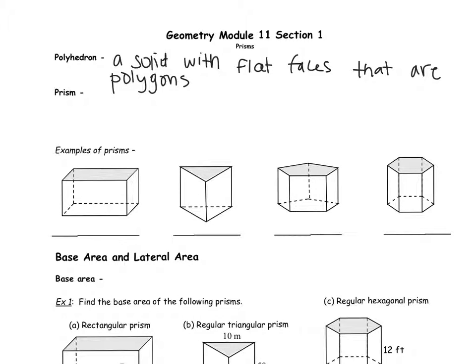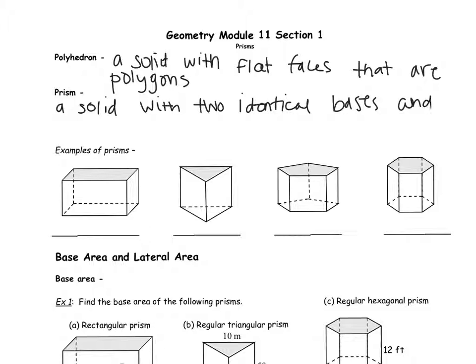So a solid just means three-dimensional shape, and most of the three-dimensional shapes we talk about will be polyhedrons except for a couple. So the first polyhedron we're going to talk about is a prism. And a prism is a solid with two identical bases and flat sides. And these two identical bases are going to be polygons of some sort.